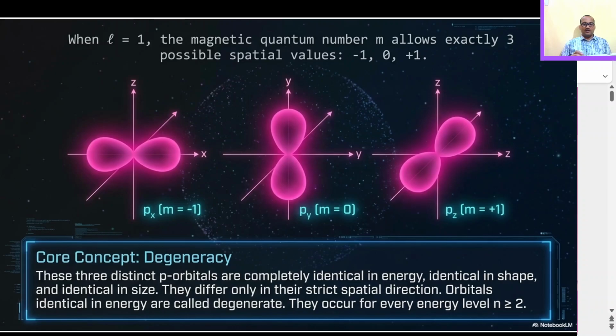So when l equal to 1, the possible values of m are -1, 0, +1. Based upon that, you can see px, py and pz orbitals. This leads to the concept of degeneracy, where each orbital has the same energy.